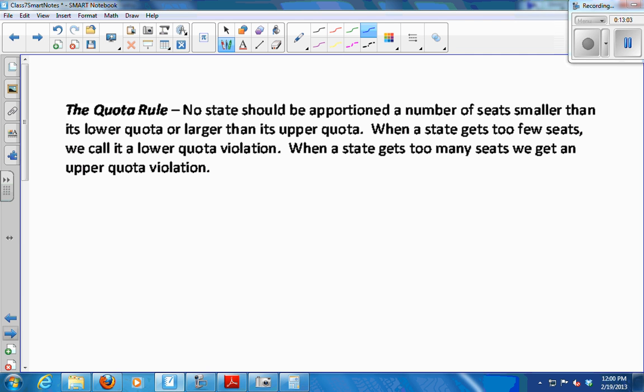So if we have a method that gives a state too few seats, less than its lower quota, we call that a lower quota violation. And if we have a method that gives a state too many seats, more than its upper quota, we call that an upper quota violation. So if the standard quota was 12.4 and I gave a state 14 seats, what kind of violation would that be? Upper quota violation. They got more than their upper quota.